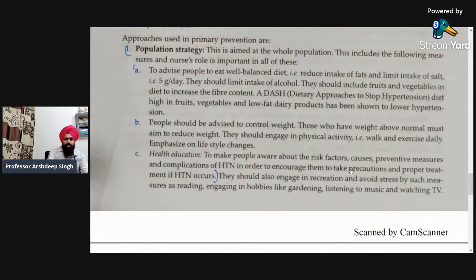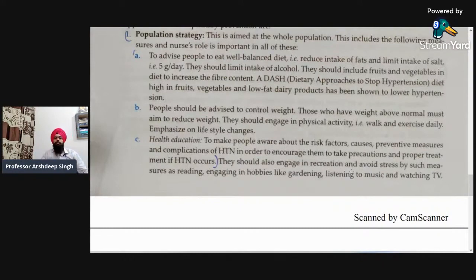Next, people should be advised to control weight. So that is the point that relates to obesity. I have already explained, if you have weight more than the normal range, then you can be at risk of having hypertension. So you have to manage your weight according to your age, your height, or your condition, so that you might not be affected by hypertension.